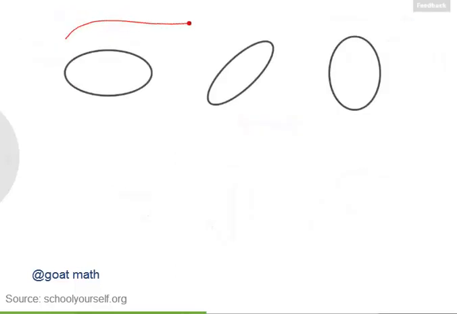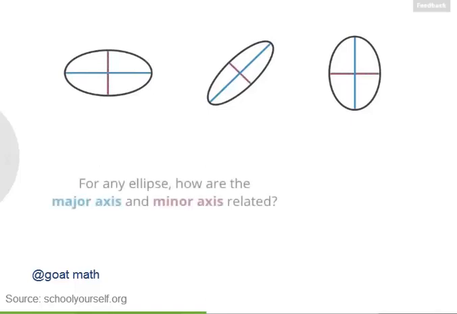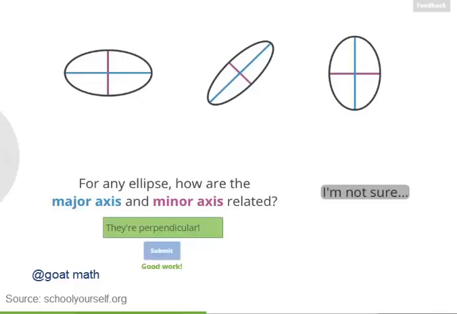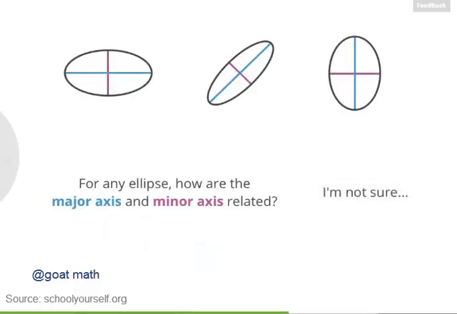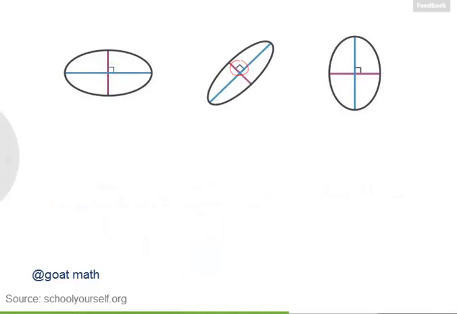Next, take a look at these three ellipses. Here are their major axes, and here are their minor axes. Do you notice anything about how these axes are related? Perhaps something about the angles between them in each ellipse. Precisely, so these are all 90-degree angles. In general, the major and minor axes of every ellipse are always perpendicular.